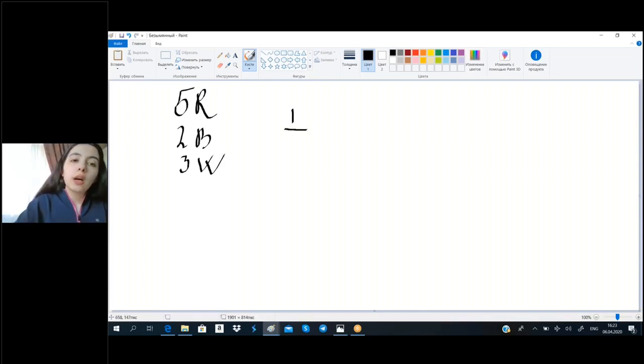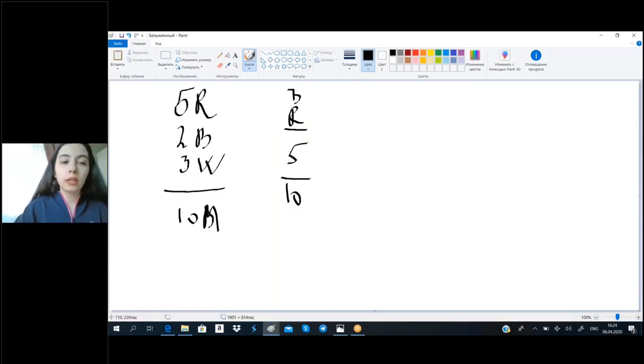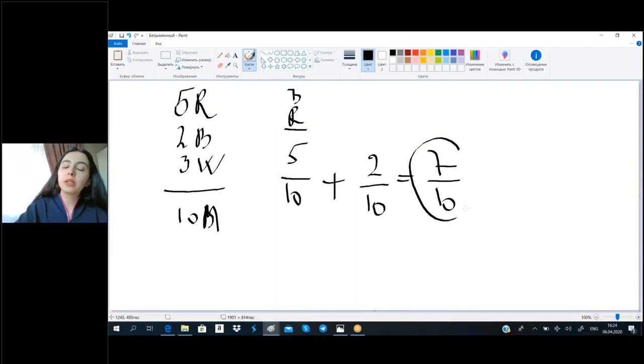First one is either red or black. We know that the probability of choosing a red ball is favorable over total. We have 10 marbles, and choosing first red will be 5/10. And we have used the word or, so we will add. Choosing a black one will be 2/10. So we will get 7/10. The final probability is 7/10.